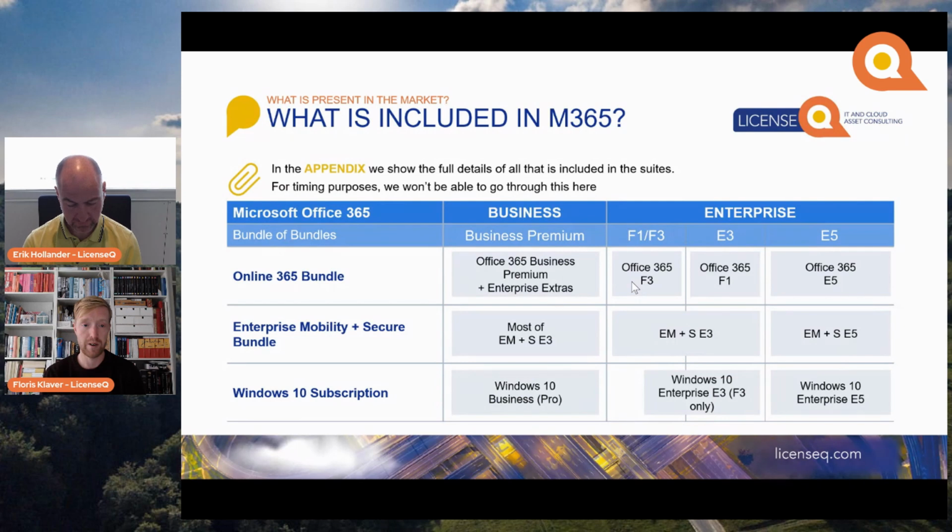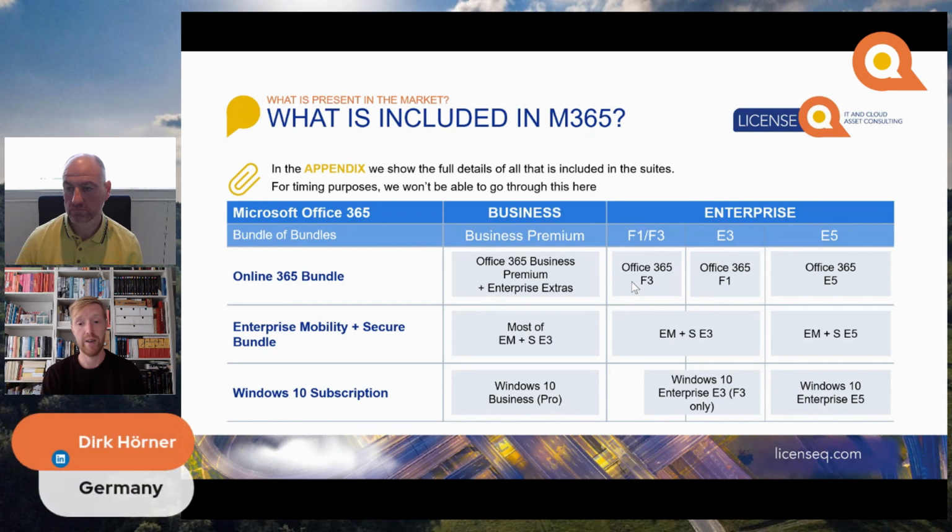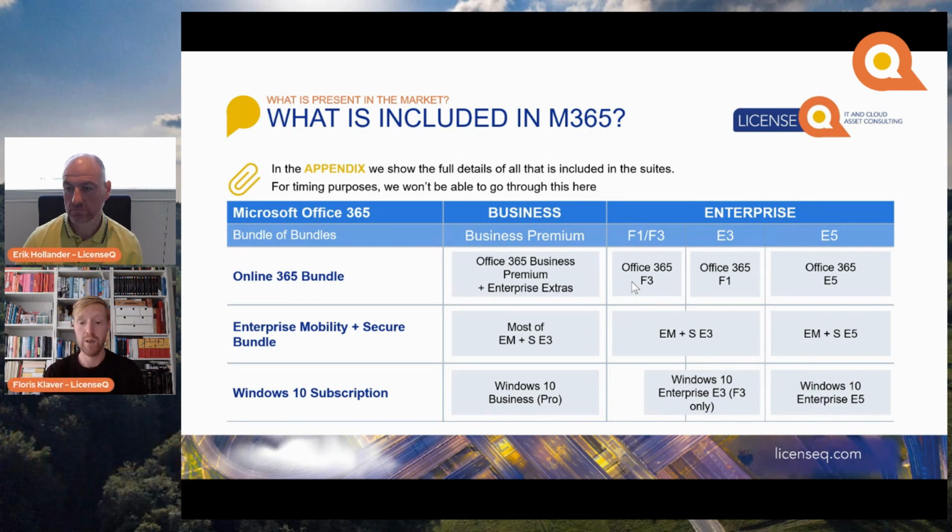Now, what's included in M365? If you look on the left side, you see the Office 365 bundle, Enterprise Mobility and Security, and Windows 10 subscriptions. And if you look at the Enterprise section, then you will have an F1 or an F3. The main difference there being with an F3, you will get a Windows 10 Enterprise E3 license. With an F1, you won't.